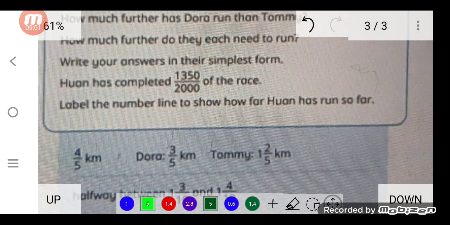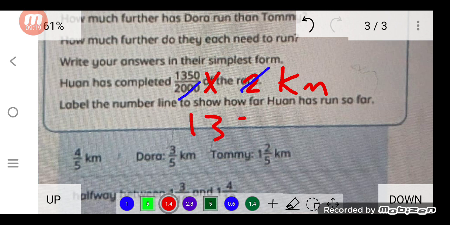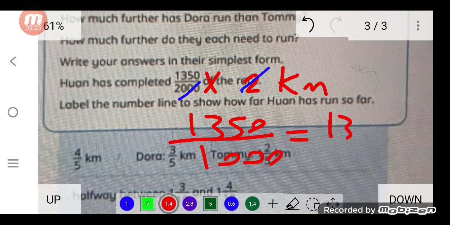So here you have to know that "of the race" means times 2 kilometers. So if you multiply 1350 by 2, you can cancel 2 and 2000, and here you get 1350 divided by 1000, and this will be 1.350.